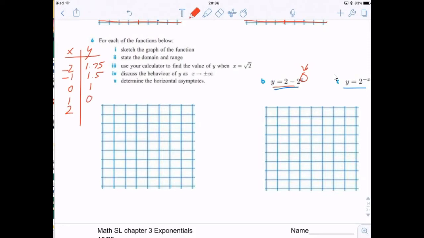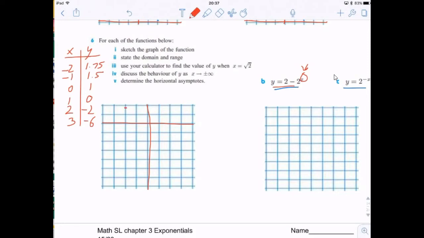If I put 2 in there, it's going to be 2 minus 2 squared, which is 2 minus 4, which is negative 2. If I put 3 in there, it's going to be 2 minus 2 cubed, which is 2 minus 8, which is negative 6. Okay, now I'm going to draw the axes for this. Since I have some positive values and some negative values, I'm going to draw it maybe like that. And then the first point is negative 2 comma 1.75, so it's about there.